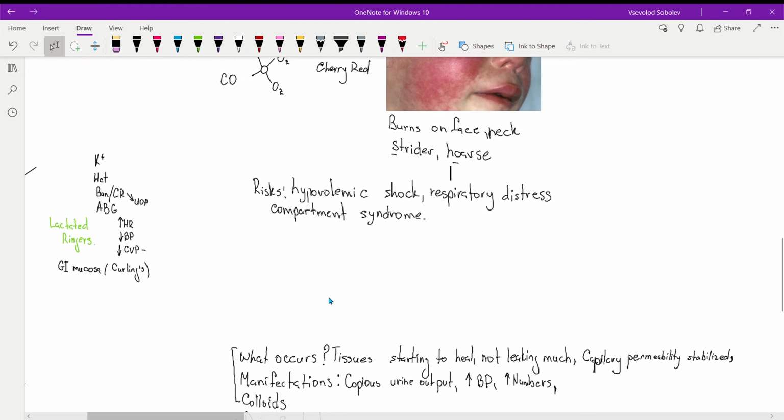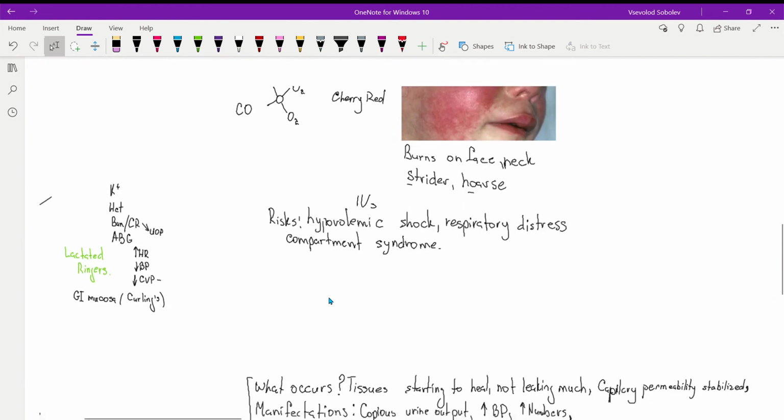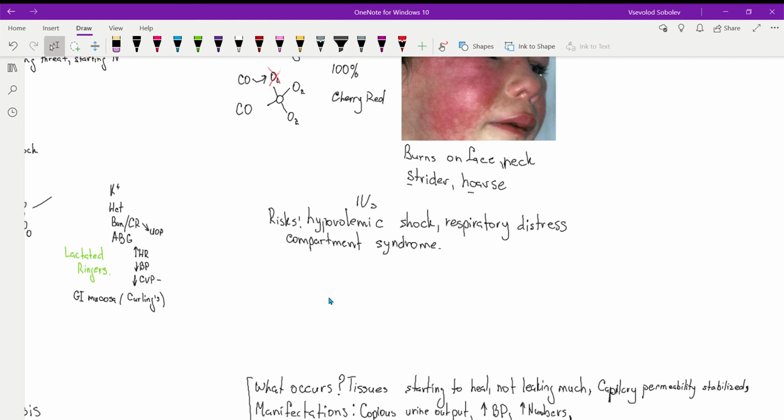So hypovolemic shock, IVs. Respiratory distress, our orotracheal access. And then compartment syndrome, fasciotomies or escharotomies for treatment.